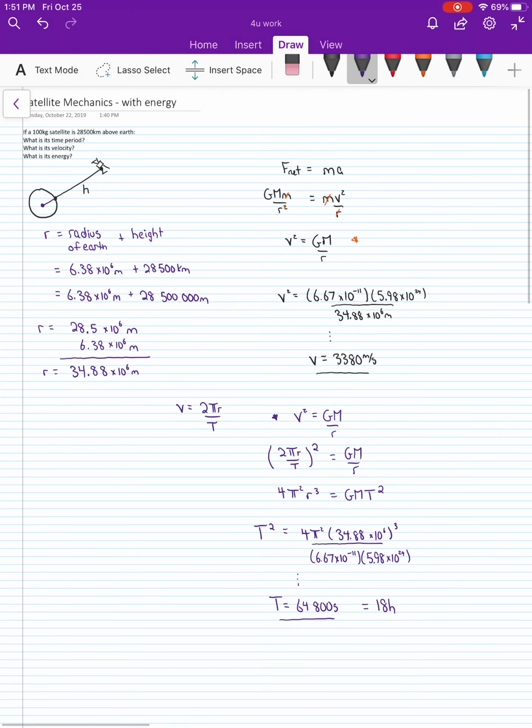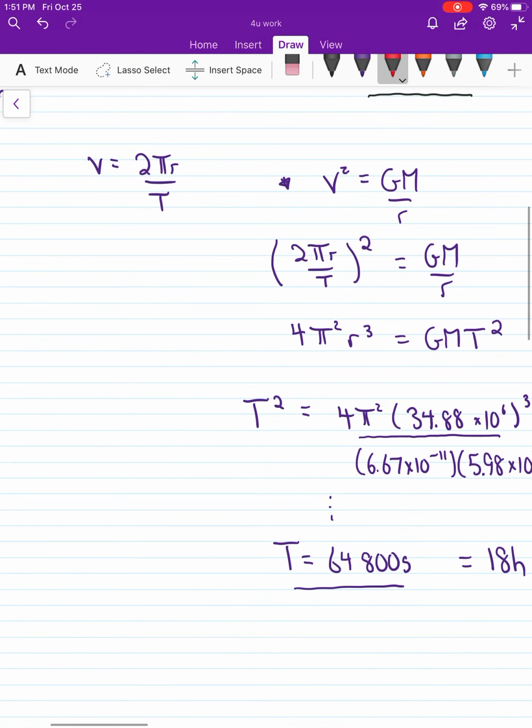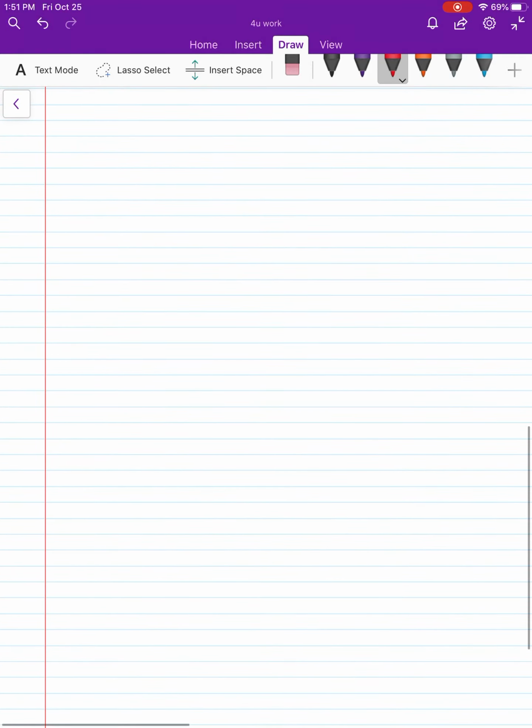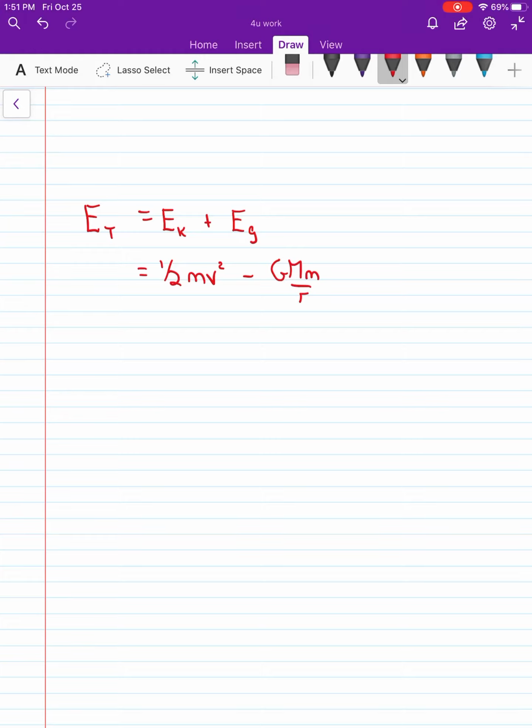The last part of this question that I made up was to find the energy the satellite has. Whenever anything's far from Earth and we need to know the total energy, it's always the kinetic energy plus the gravitational. Kinetic energy is always 1/2 mv squared. Gravitational energy is always negative GMm over r. So the plus of the EG turns into a subtraction, negative GMm over r.